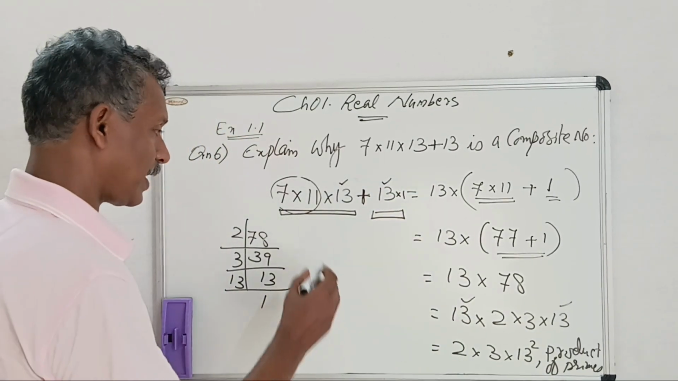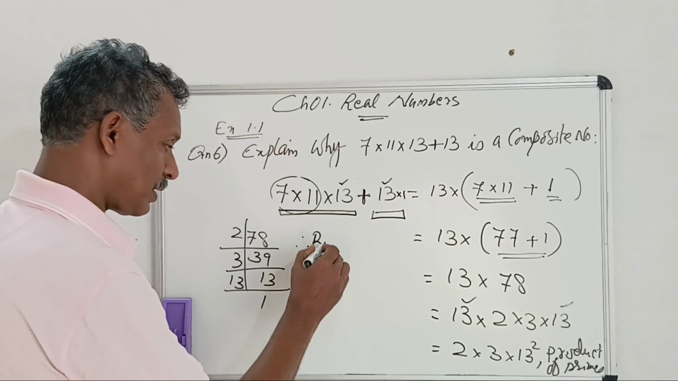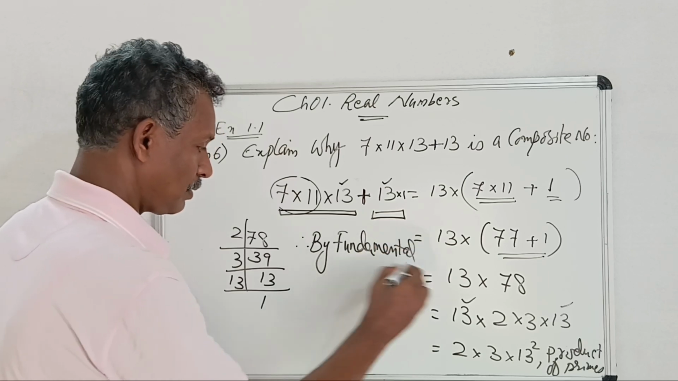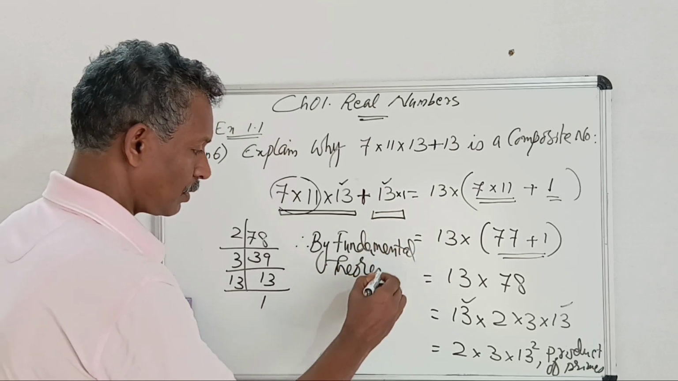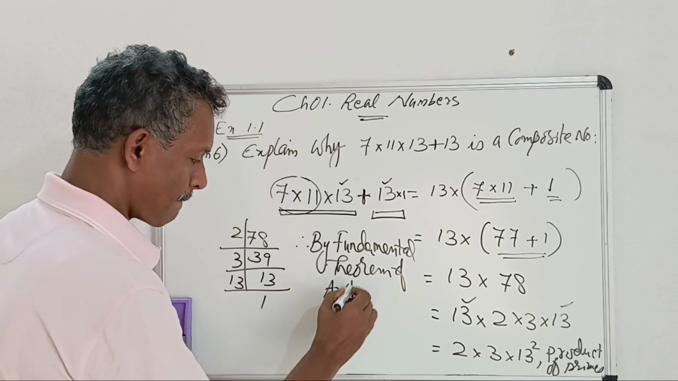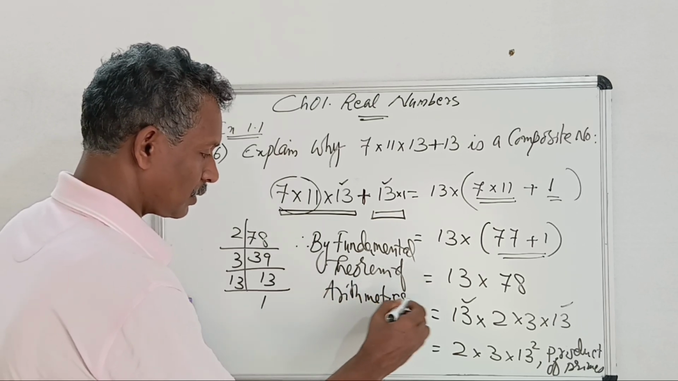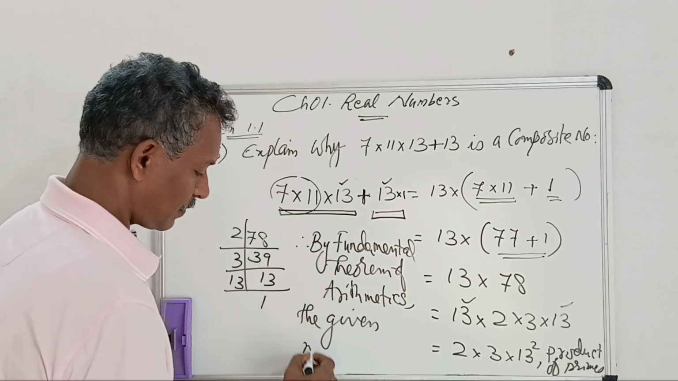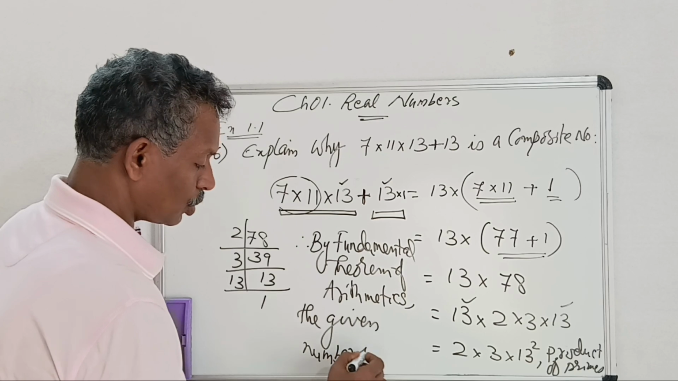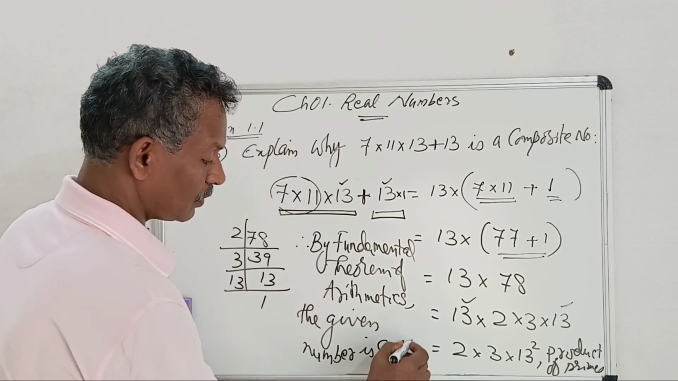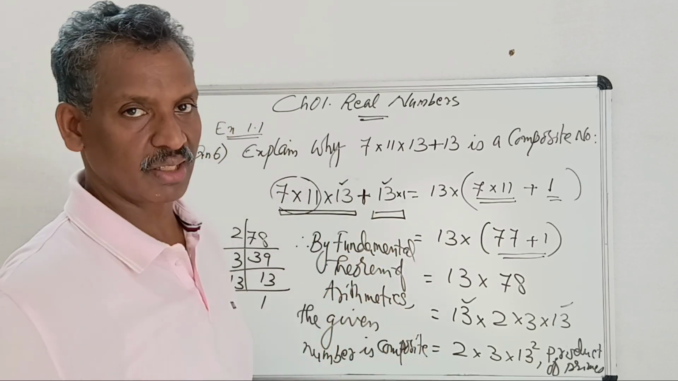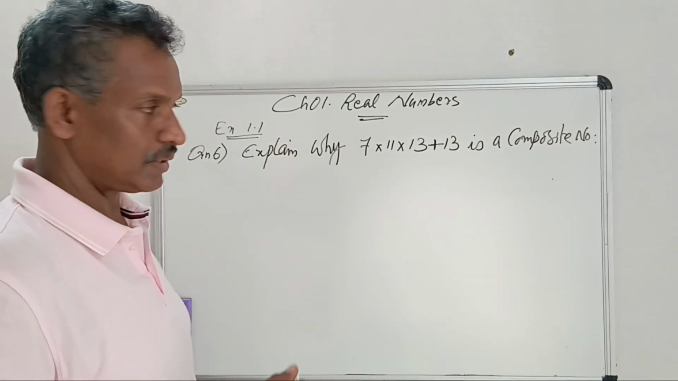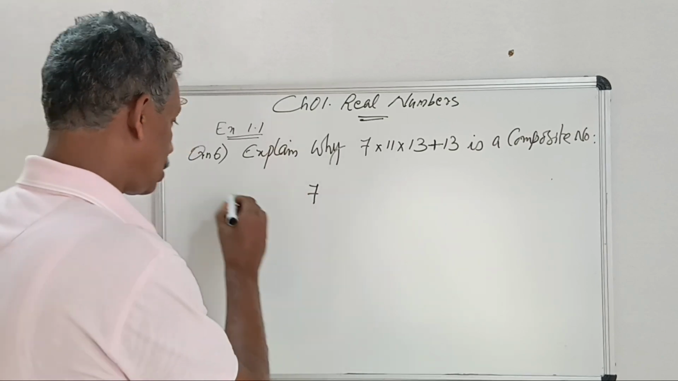Since it is a product of primes, therefore by the fundamental theorem of arithmetic, the given number is composite. Why is it composite? Because that number can be written as the product of primes. Okay. Then the second method we are explaining. The second method, method 2, we can write.